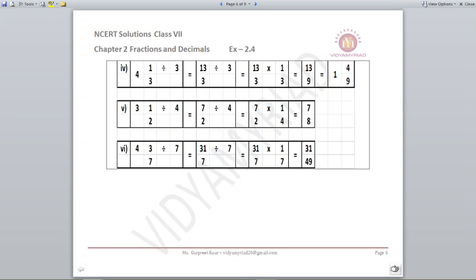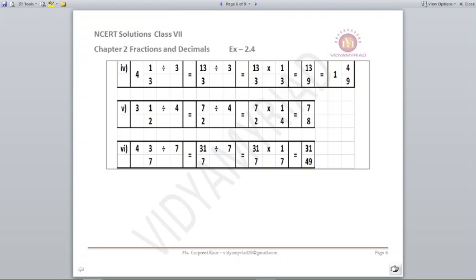Fourth part. 4 1 by 3 divided by 3. Now first convert this mixed fraction into improper fraction. 4 3s are 12. 12 plus 1 is 13. So 13 upon 3 divided by 3. Now change this sign and take the reciprocal.